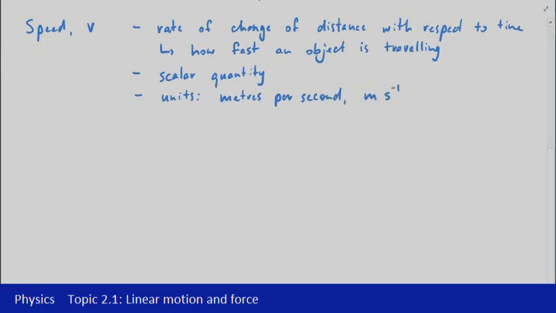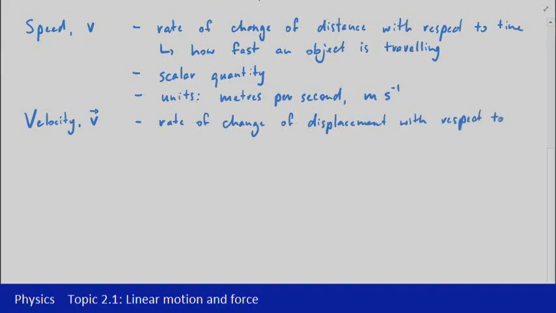And the final quantity then is velocity. Velocity again uses v because it's somewhat similar to speed, but it's now a vector, hence the arrow above the top. Velocity is the rate of change of displacement. So it's a similar idea to speed, a rate of change, but now a rate of change of displacement with respect to time. It's still how fast an object is moving, but now in a given direction.